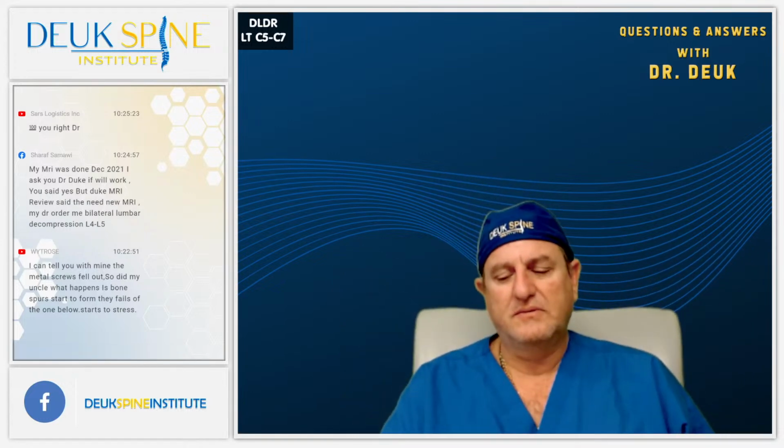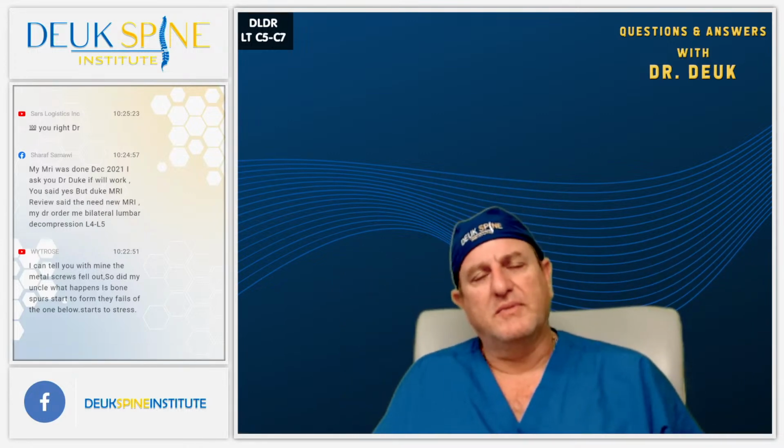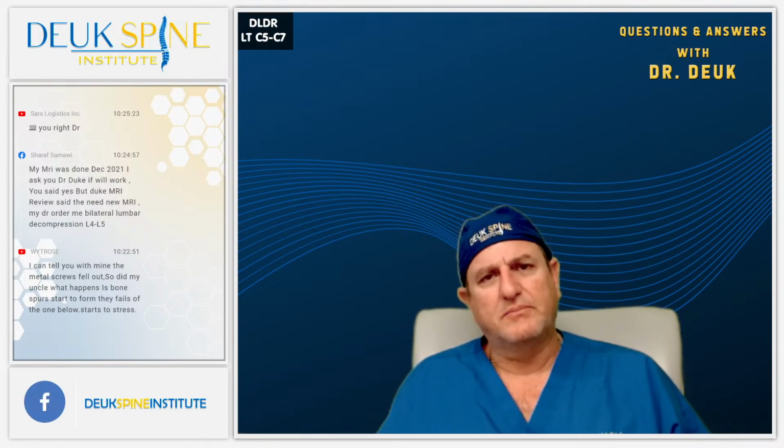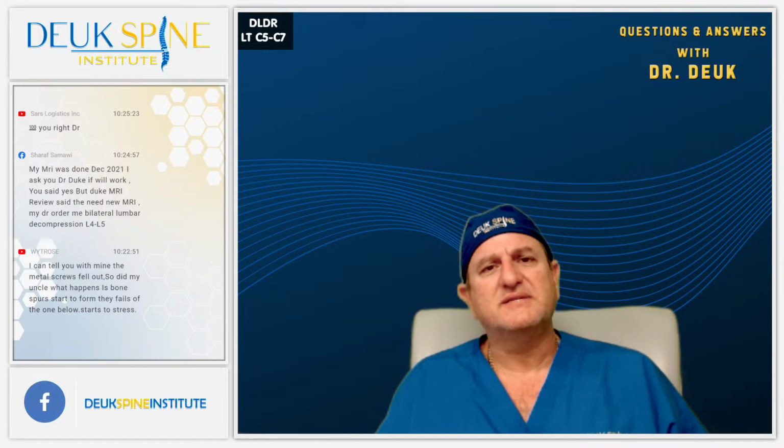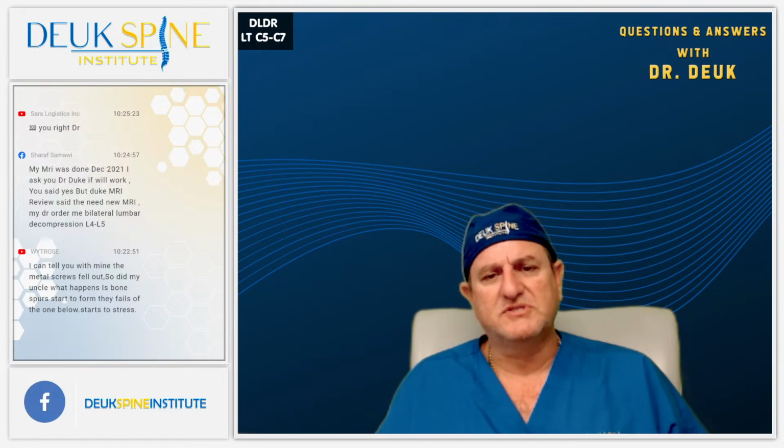So how is it that I can do that without a laminectomy? It's because your lamina is not the problem. Your surgeon is taking something normal out of your body that doesn't need to be taken out. Again, you're going to be a victim of bad surgery, and you're going to live with the consequences if you go through with it. I would strongly recommend you come to Deuk Spine and get better surgery done.